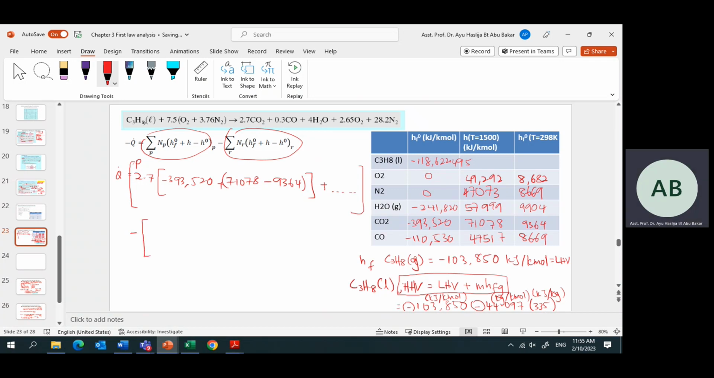Where your reactant is the propane. Propane is 1 mole, so 1 multiplied by the HF, plus this one, no. Okay, no sensible heat. Then plus the reactant. Reactant here O2 and N2, there is no heat of formation, so remain only the liquid propane.